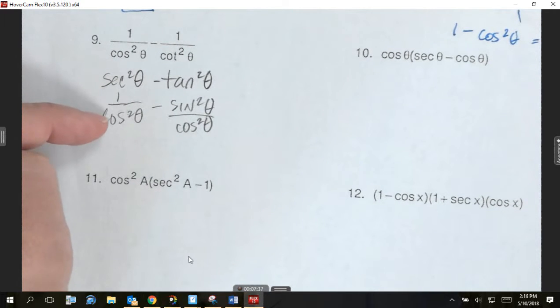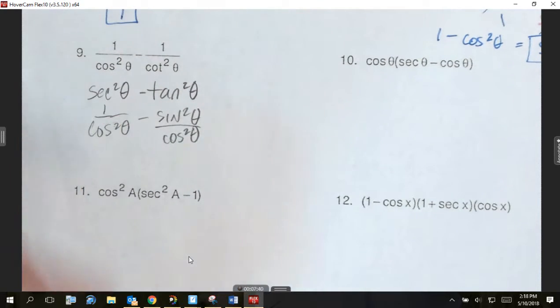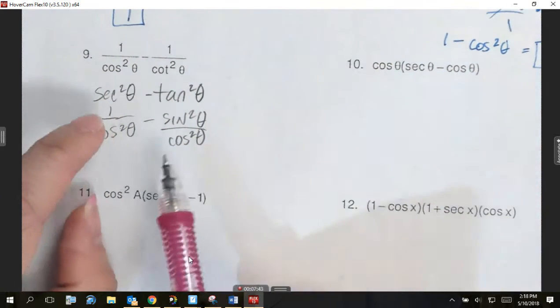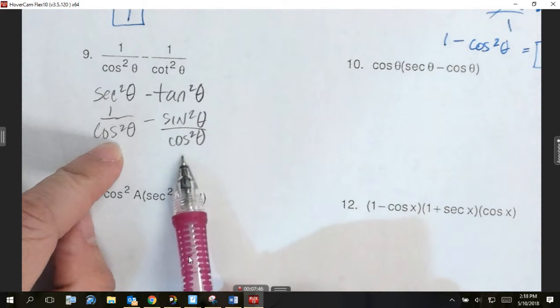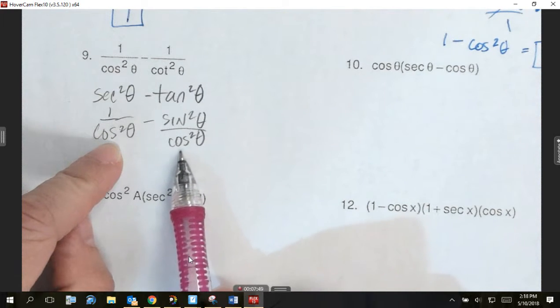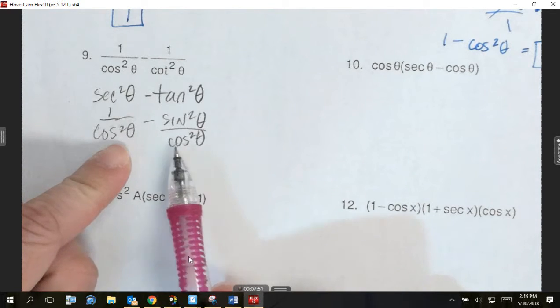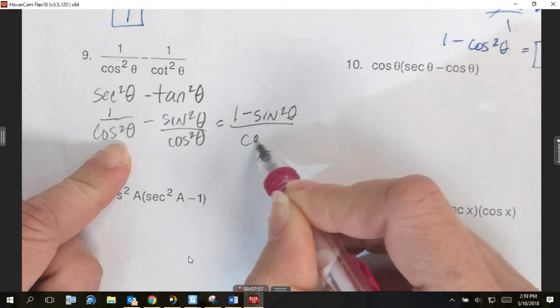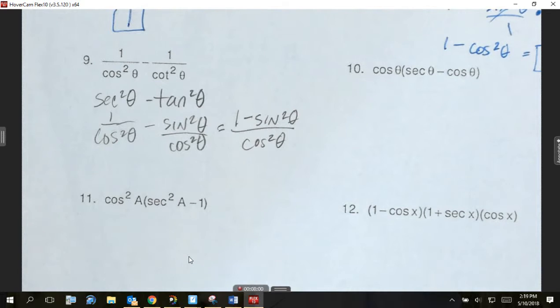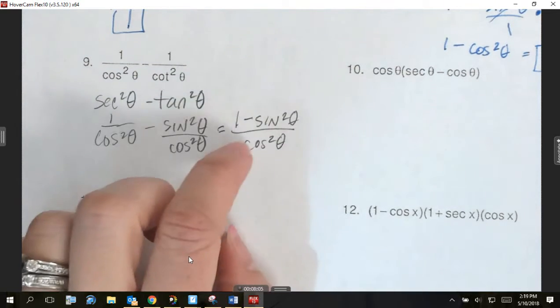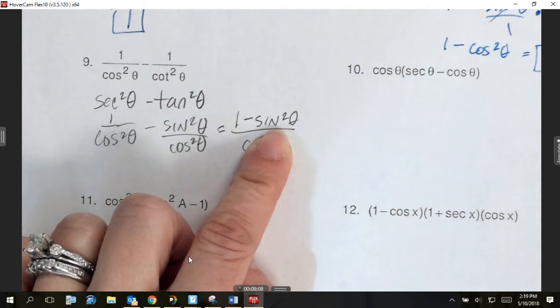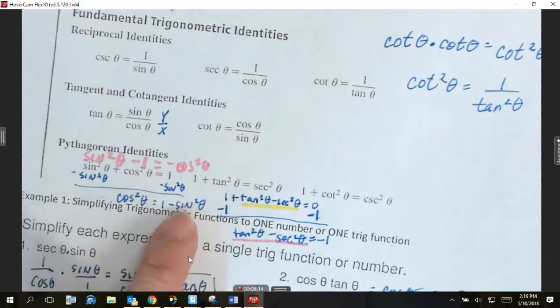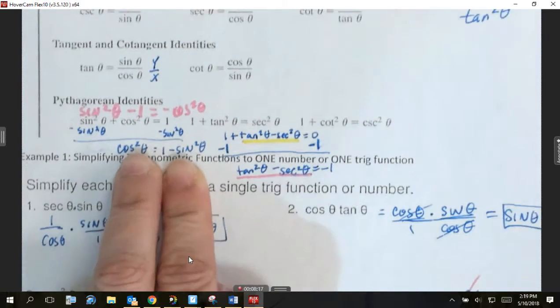If I do 1 over cosine squared minus sine squared over cosine squared, we are trying to get this to one thing. And right now I'm subtracting two fractions. In order to subtract fractions, what do you have to have? Common denominator. Do we have a common denominator? So I can subtract 1 minus sine squared theta over the common denominator. And then I look at my identities from yesterday. 1 minus sine squared theta is equal to something from my identities. Here it is. 1 minus sine squared theta, we wrote that down yesterday, is what?